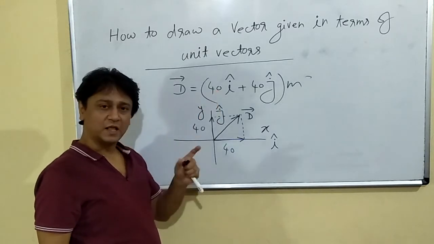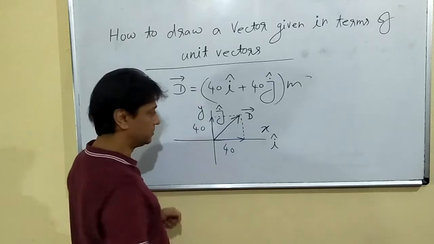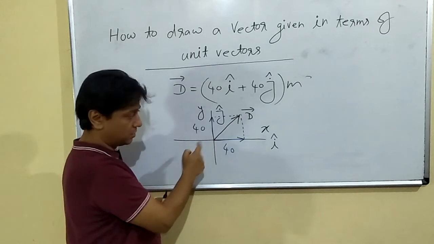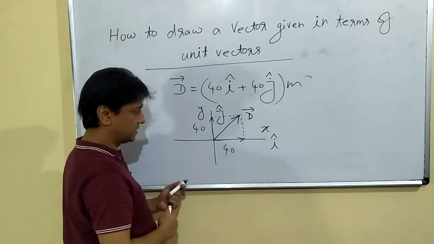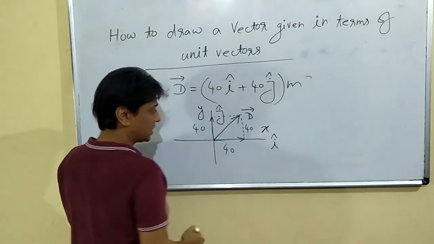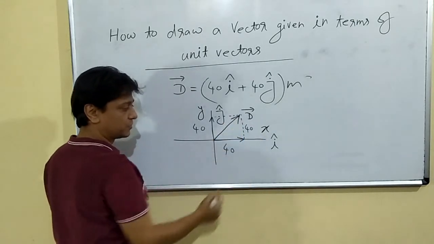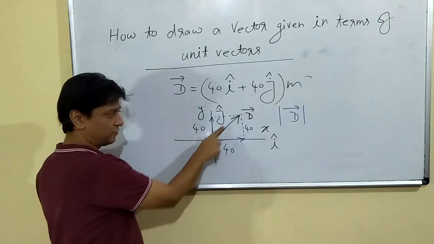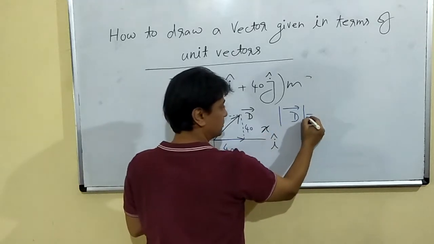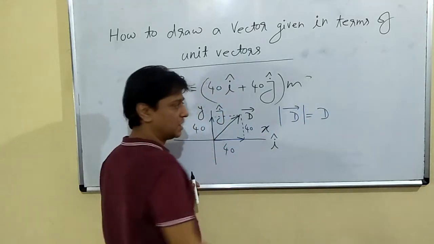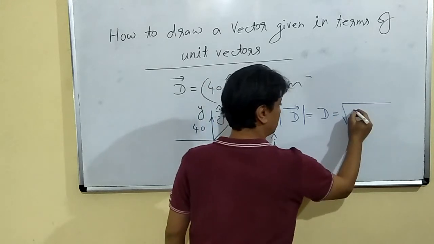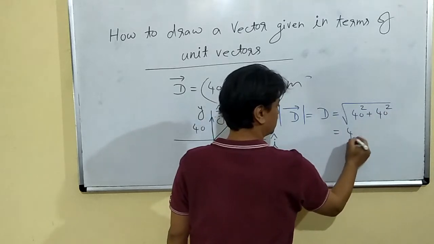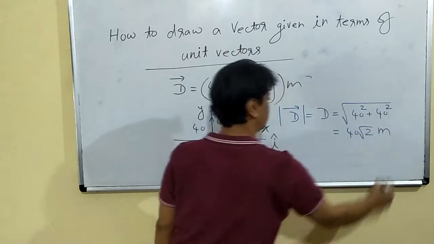Now, we know that length of a vector gives us its magnitude. As I told you, we had drawn a rectangle in blue. If this length is 40, then this length is also 40. And length of this black arrow will give us magnitude of displacement. Length of this black arrow is the magnitude, and this magnitude is root over 40 square plus 40 square, which is 40 root 2 meters.